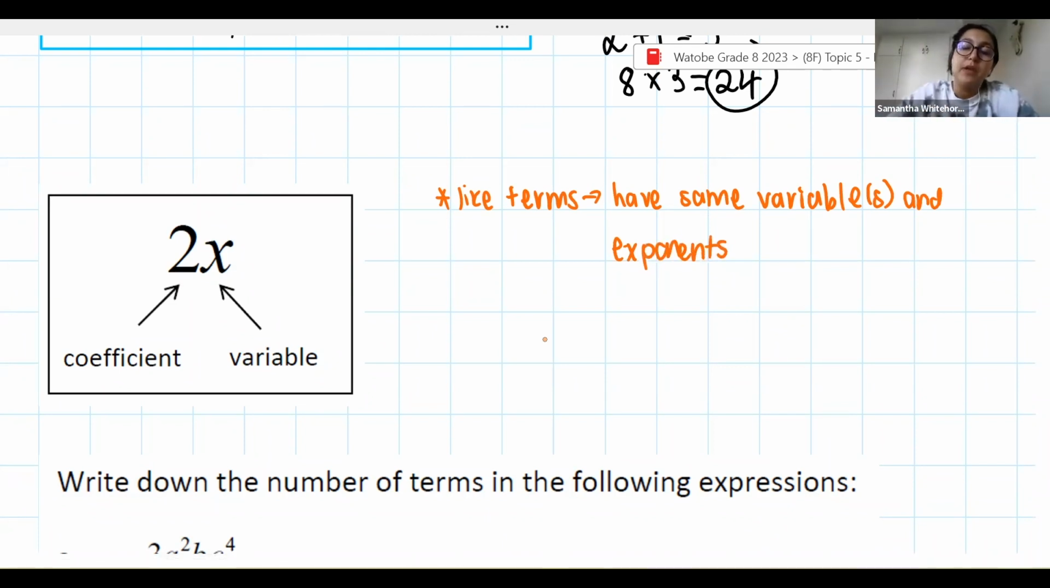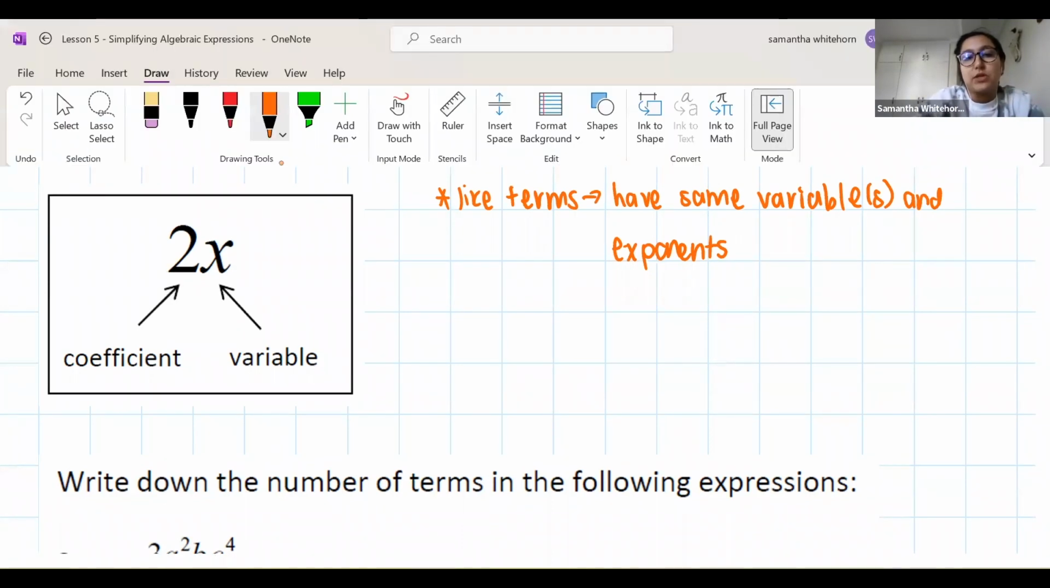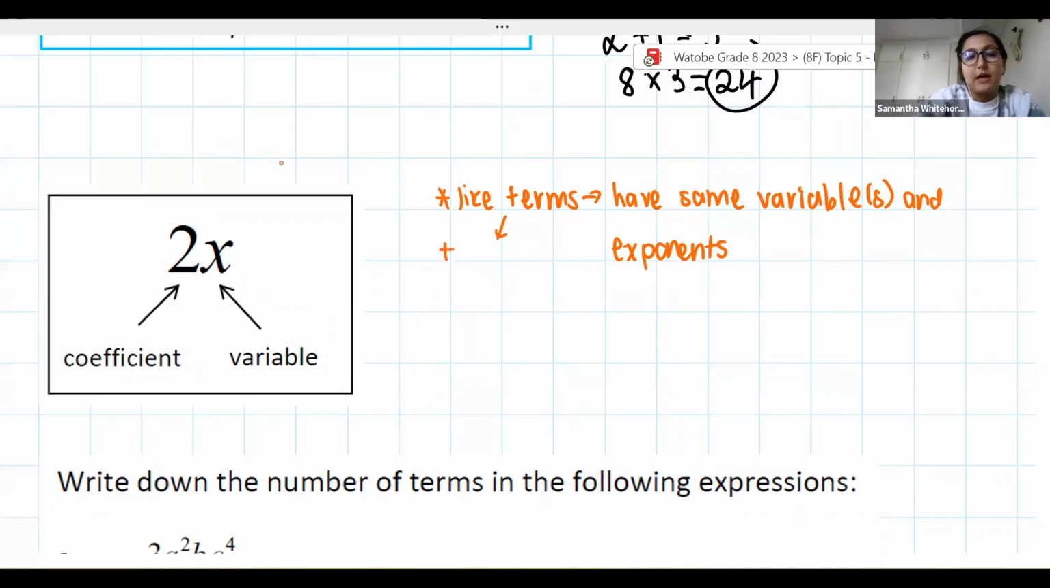Now, I like to use a highlighter. So if you guys like to be able to highlight your like terms, please do that. If you want to underline them, have colors going, whatever you need to do to help yourself identify your like terms. It's very important that we do that. And so what we've so far spoken about is adding or subtracting like terms. Now, like terms are only important when we add or subtract.